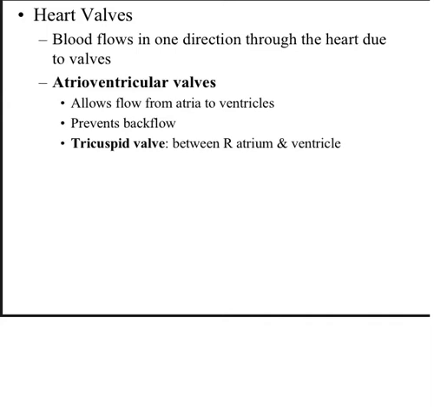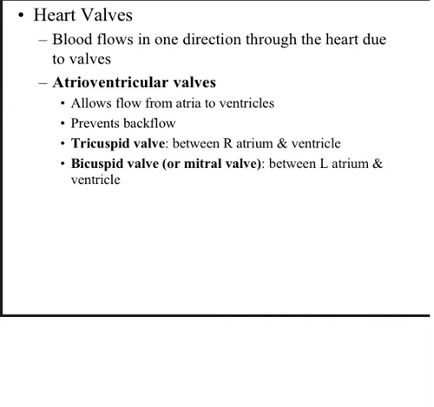The tricuspid valve lies between the right atrium and the right ventricle, while the bicuspid is between the left atrium and ventricle. The names tri and bicuspid come from the number of flaps that each valve has, the tricuspid valve having 3 and the bicuspid or mitral valve having 2.